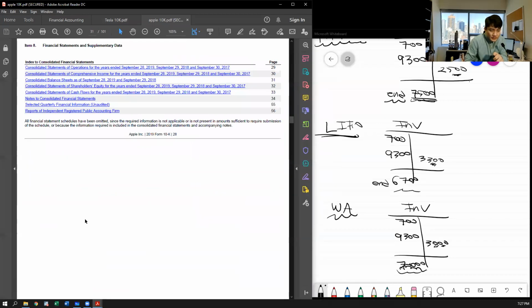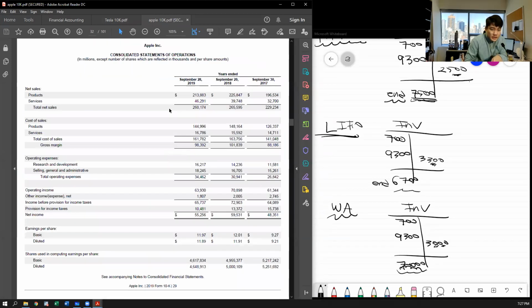So Item 8, statement of operations. The revenue or net sales was $260 billion. Cost of sales is again $161 billion. So as you can see right here, cost of goods sold means a lot to manufacturing companies.